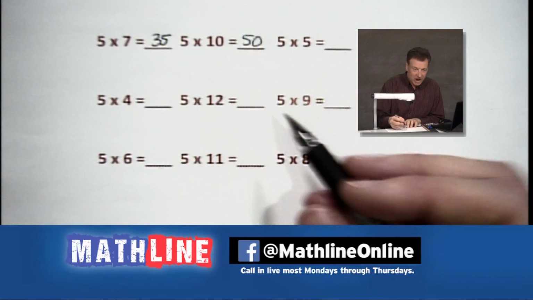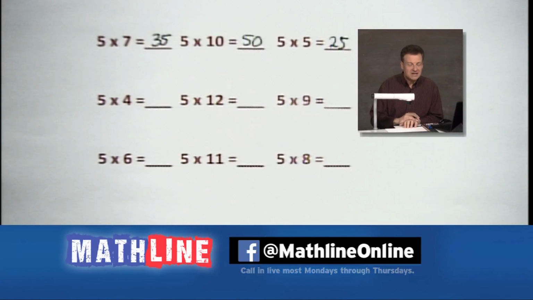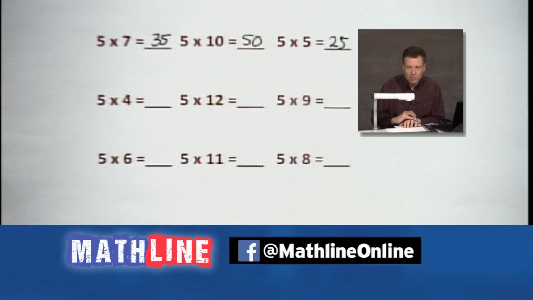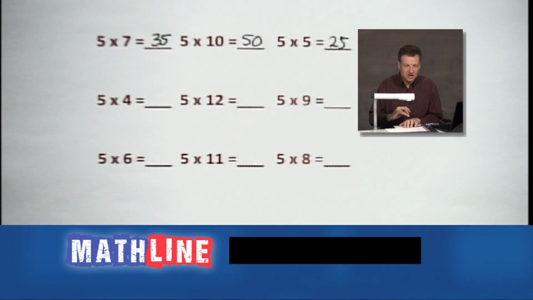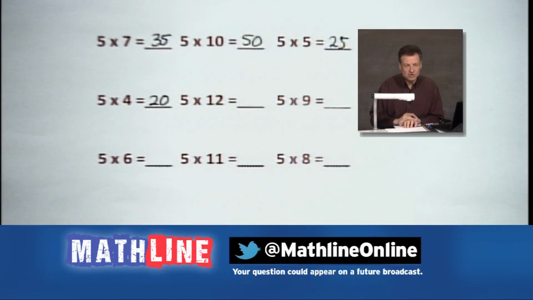5 times 5, wow, how about it? 25. That's when we say 5 squared. 5 times 4, you know, it's the same thing as 4 times 5. That's the infamous commutative property with the T in the middle there, commutative. And it's going to be 20, just like 4 times 5 was 20.